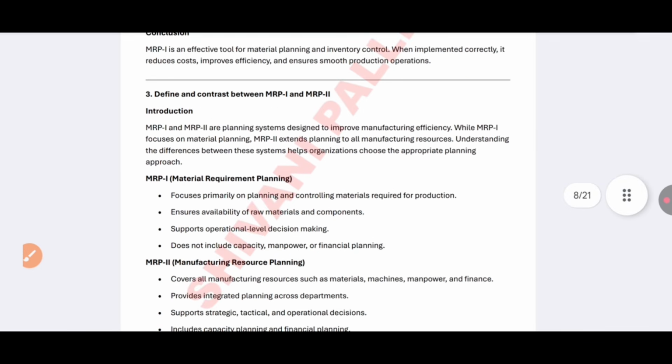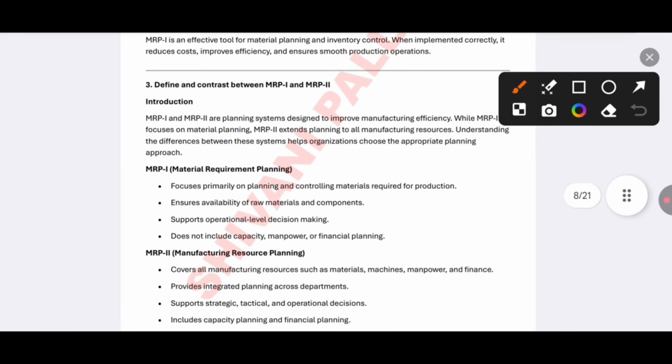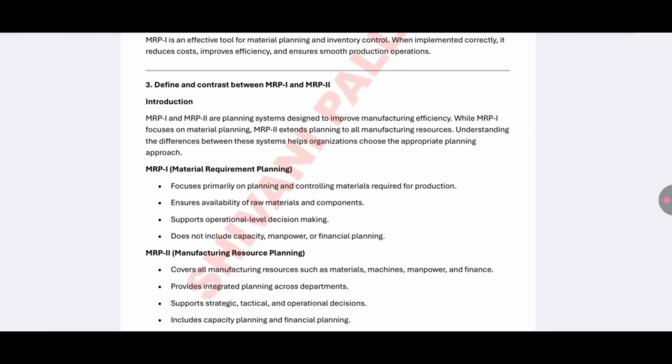Clear? And the last question, MRP1 and MRP2 differences. First you need to write MRP1, whatever we have just discussed. Both MRP1 and MRP2 are planning systems. They improve the manufacturing efficiency in the organization.